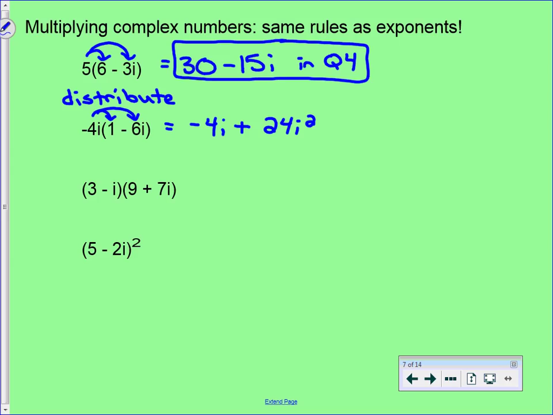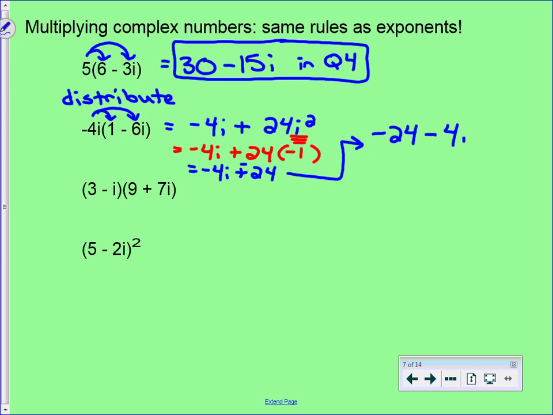Now you notice this is the first example that we've had that has something other than an i squared. And you might be thinking, well, how do we write this in standard form? Well, I'll give you our rules. You now know what i squared is equal to. If you look back at the beginning of your notes, you know that i squared is the exact same thing as a negative 1. So what we actually wind up with when we insert that -1 in place of it is a -4i plus 24 times a -1, which means we actually have a -24. If I write this in standard form, I have a -24 minus 4i.